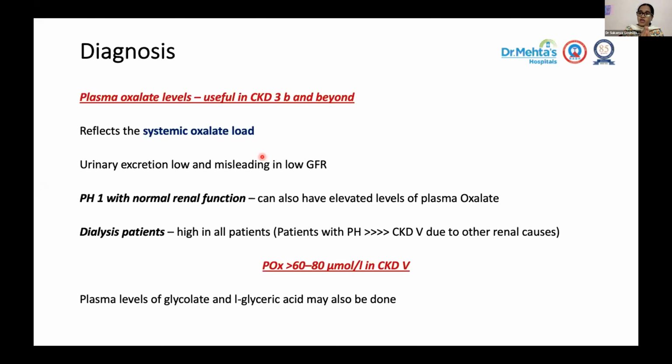Patients with primary hyperoxaluria and end-stage renal disease have a multiple fold increase in their plasma oxalate levels, usually beyond 60 to 80 micromoles per liter, compared to patients with CKD5 due to other renal causes, where they might have only mild elevation of the plasma oxalate level. Plasma levels of the other metabolites like glycolate and glyceric acid can also be done.